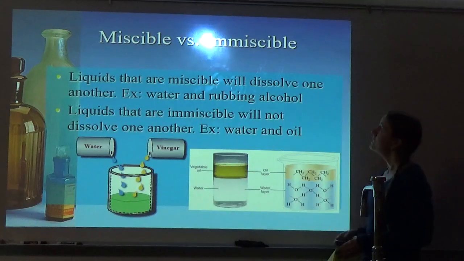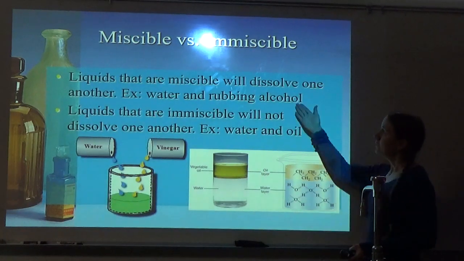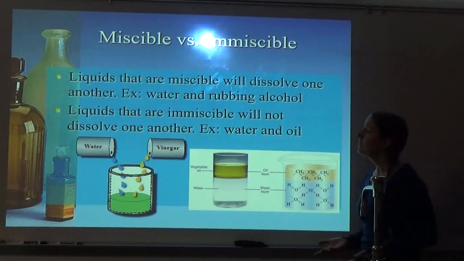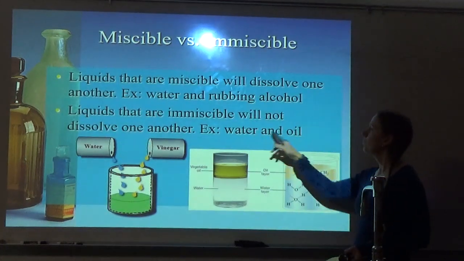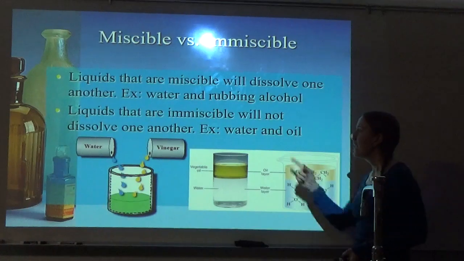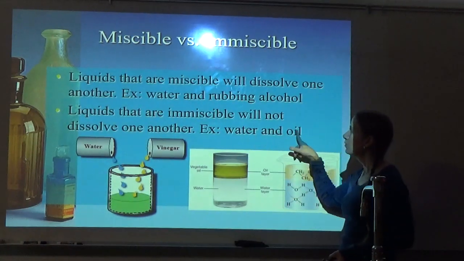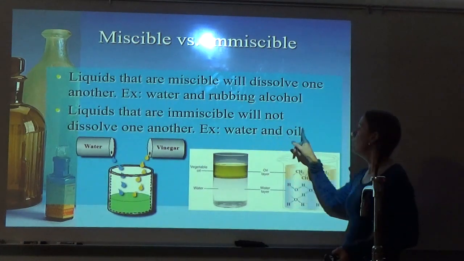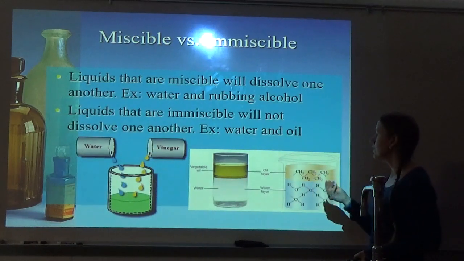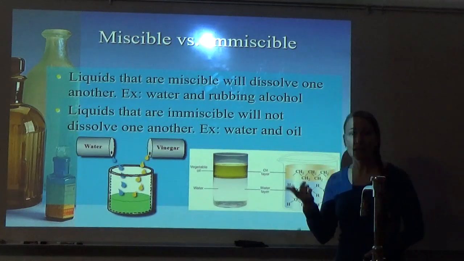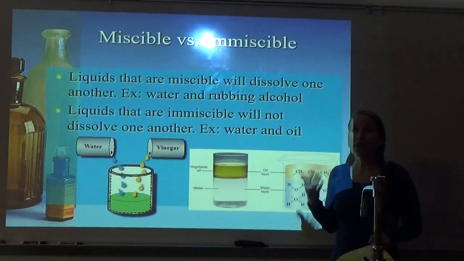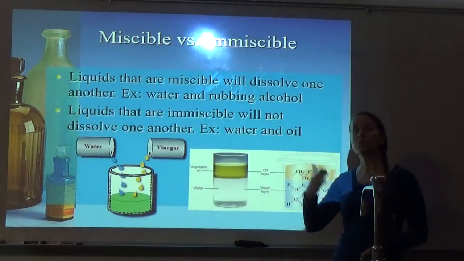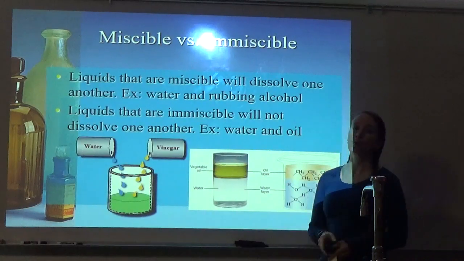Liquids that are miscible will dissolve one another. Examples are water and rubbing alcohol. Liquids that are immiscible will not dissolve one another. Examples are water and oil. And of course, that's because of those intermolecular forces. Water's polar. Oil, which is usually long chains of C's and H's, long hydrocarbon chains, is nonpolar. That's why they don't want to mix, because polar will dissolve polar and ionic, nonpolar will dissolve nonpolar.